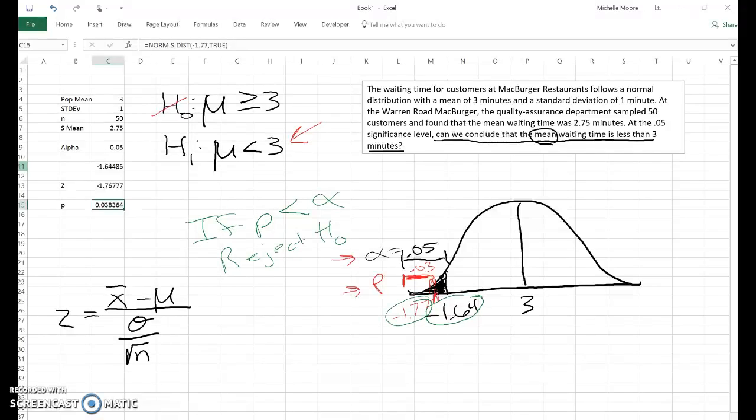One other thing before I go, this was all a one-tailed test. If we had done a two-tailed test, we would have doubled that p-value. So instead of 0.03, it would have been 0.06. Just another thing to keep track of. If you're working on your homework and something doesn't come out right, ask yourself, was it a two-tailed test? Did I need to double it?